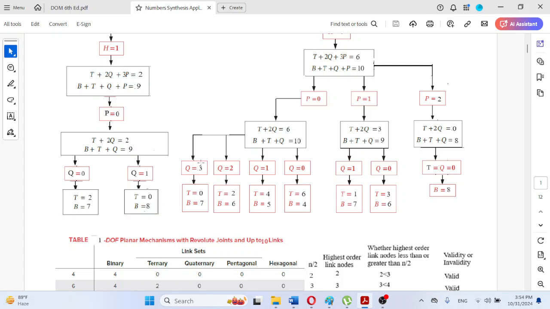Now we will be using q is equal to 3, and as we can observe 2 multiplied by 3 is equal to 6, t plus 6 is equal to 6, that means t is equal to 0, and the lower equation will give that 0 plus quaternary links are 3, so 10 minus 3 is 7, so b is equal to 7, b 7 and plus 3, so in this way the total count of 10 links has been satisfied. So in this way the sixth set has also been obtained.